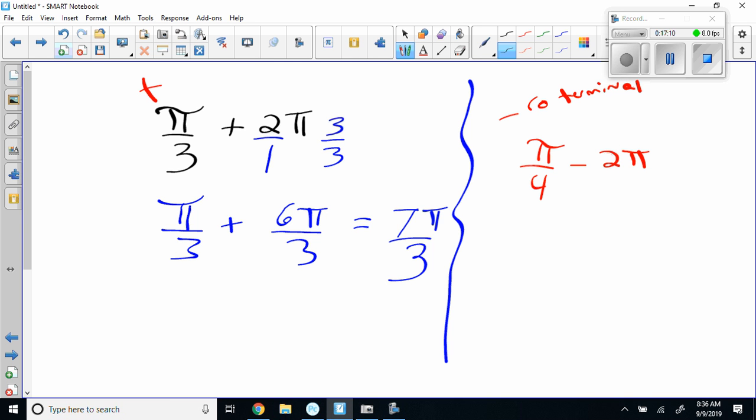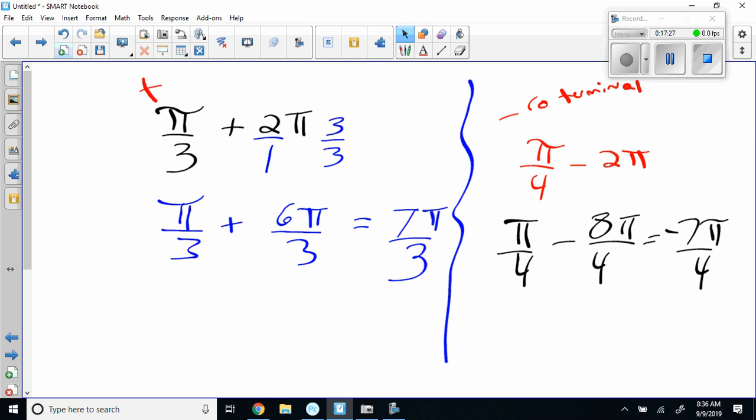So what would that be? How would you get 2 pi? That would be pi over 4 minus 8 pi over 4, which is what? Okay. Questions? Y'all good?